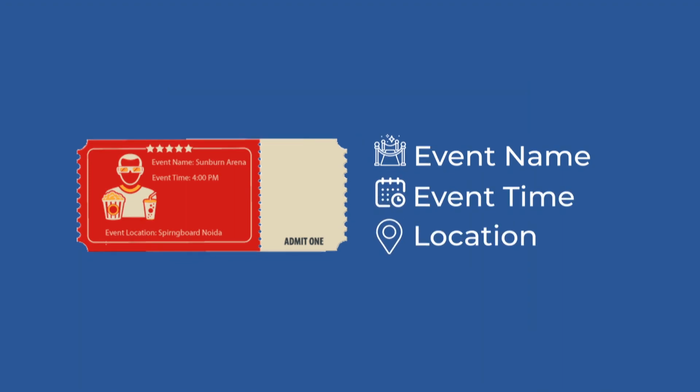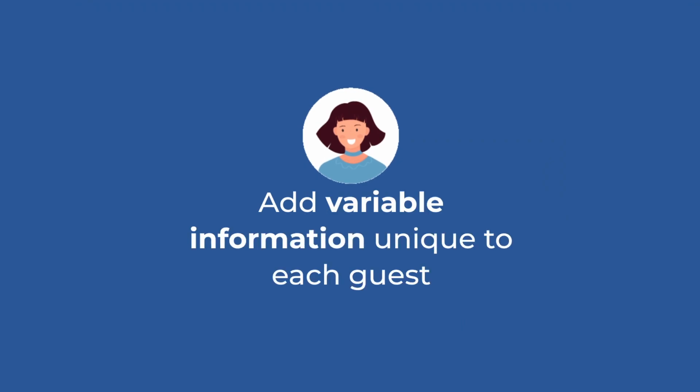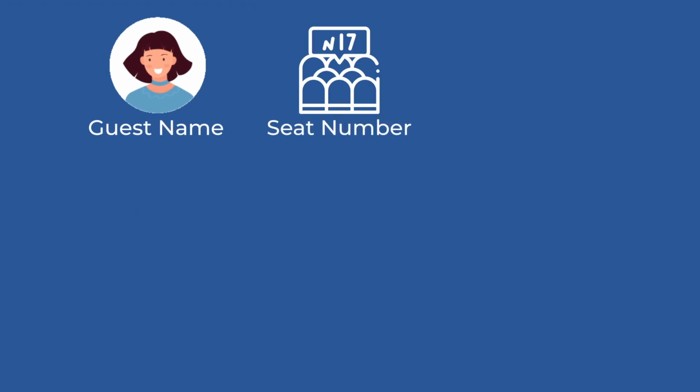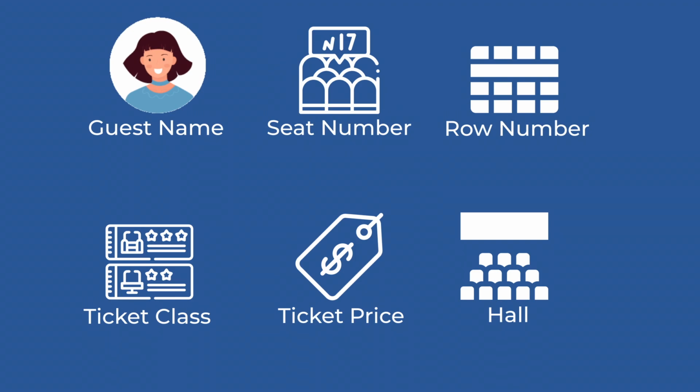In this video, we discuss how to add variable information to the tickets created via Ticket Generator. Every ticket design has fixed information common for all. For example, event name, event time, location, etc. However, you may also want to add variable information unique to each guest. This may include guest name, seat number, row number, ticket class, ticket price, hall, etc.